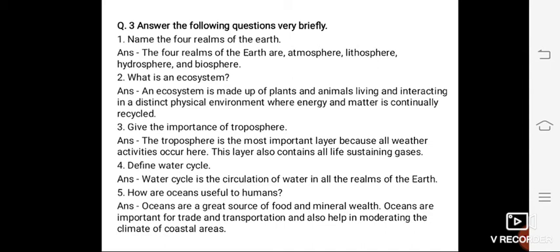Next question, define water cycle. Yes, what is water cycle, student? Water cycle is the circulation of water in all the realms of the earth. Fifth one, how are oceans useful to humans? Yes, we discuss about this, student. How these oceans are useful to humans. Oceans are a great source of food and mineral wealth. Oceans are important for trade and transportation and also help in moderating the climate of coastal areas, right?